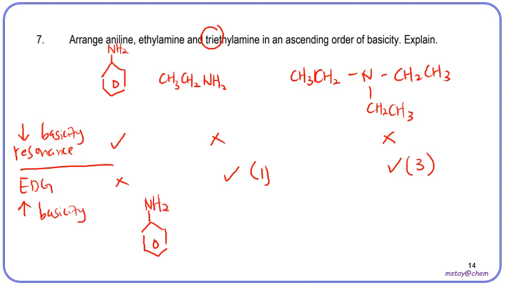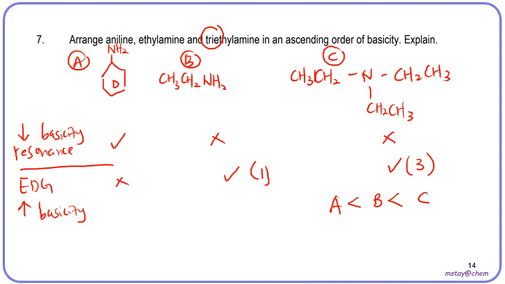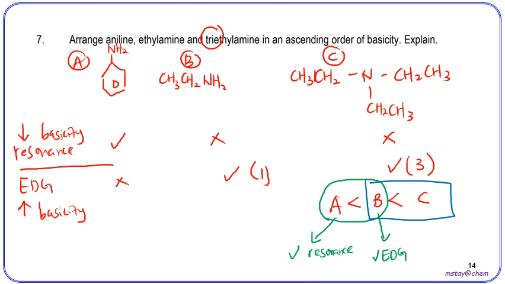So from here, we can say that aniline is the least basic due to the presence of the resonance effect, the lone pair electron delocalized over the benzene ring. Next, the second highest will be ethylamine, and then the most basic is triethylamine. Sorry, I think I will use back the symbols A, B, and C, so the arrangement basically follows the order A, B, and C. When we do the comparison for A and B, we can say this one has the resonance and this one has the EDG. But if we compare B and C, both have EDG, so we will mention the number of EDG in the explanation.